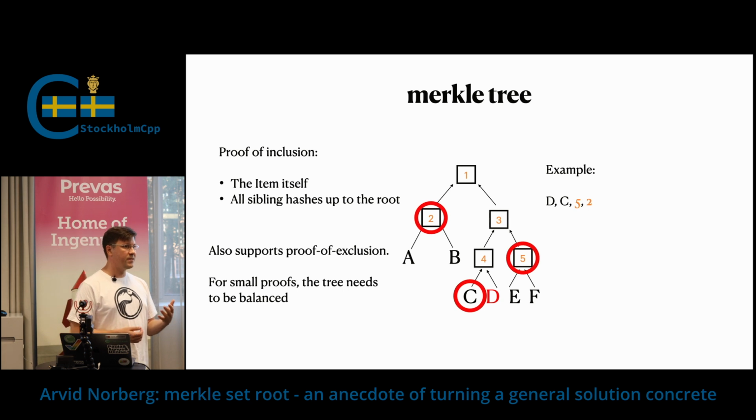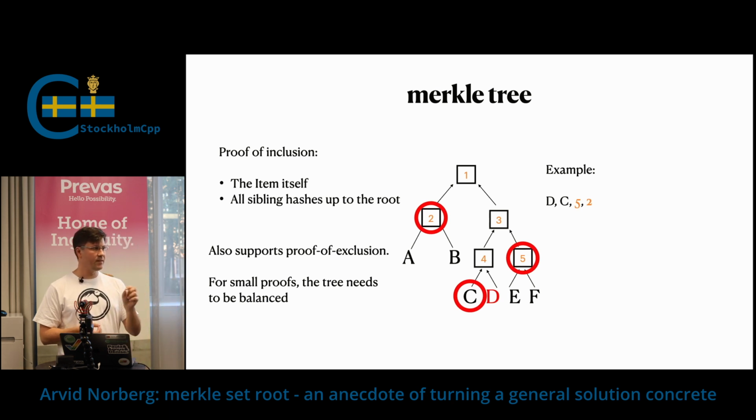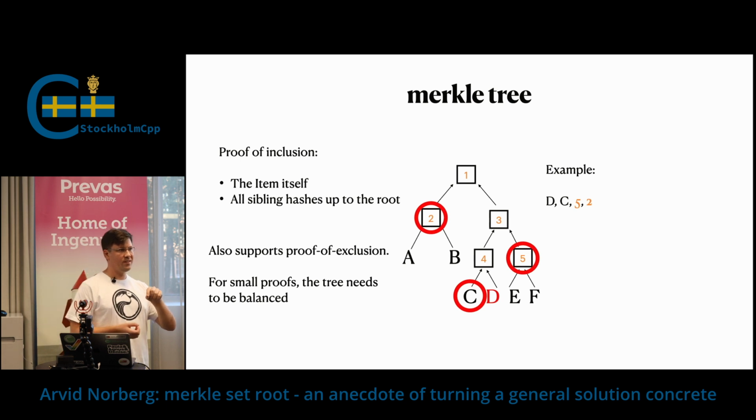You can also do things like proof of exclusion. If you, for instance, have another constraint that the leaves must be sorted a certain way, you can say that in this location where this item would have been, it's not there, basically. But let's skip that. So this is a tree.